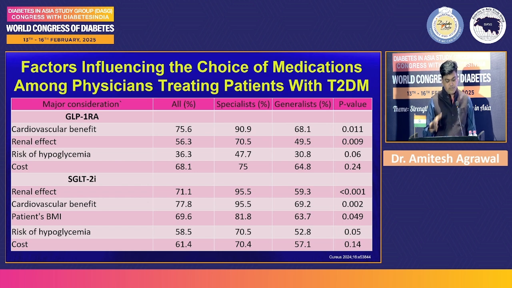As you can see, even though 90% are thinking about the cardiovascular benefits, 75% are still looking at the cost factor also. Again, with the SGLT2, the cost is one of the major factors they are considering when choosing SGLT2 as a drug.